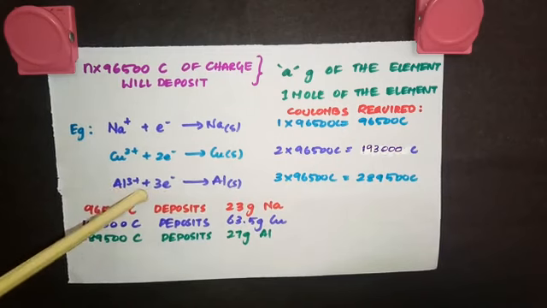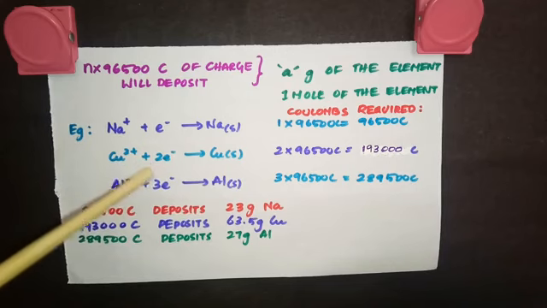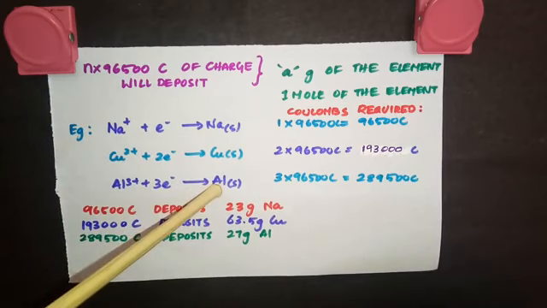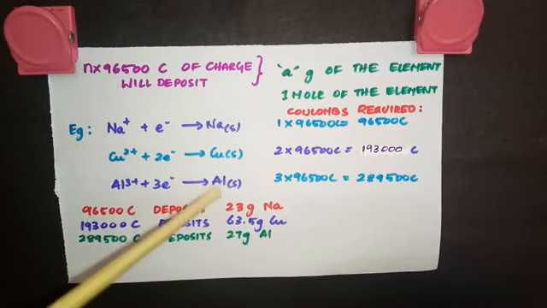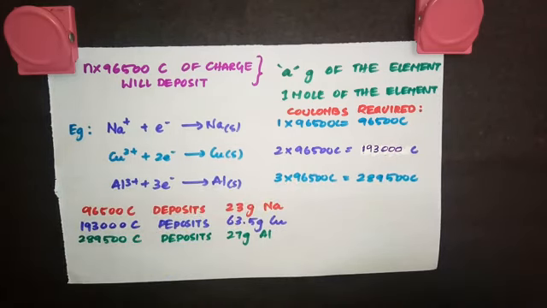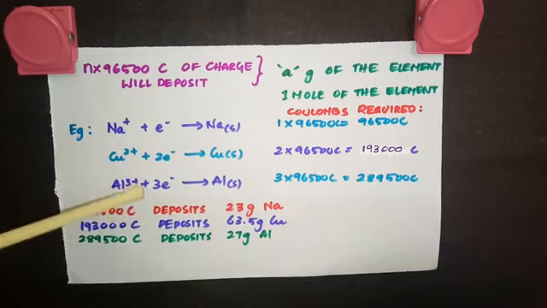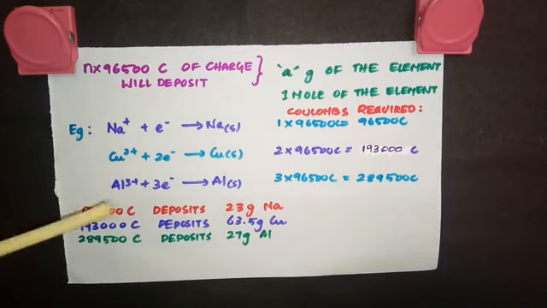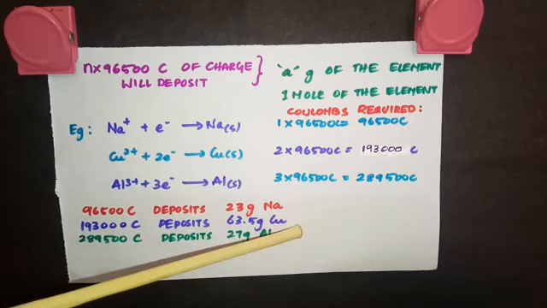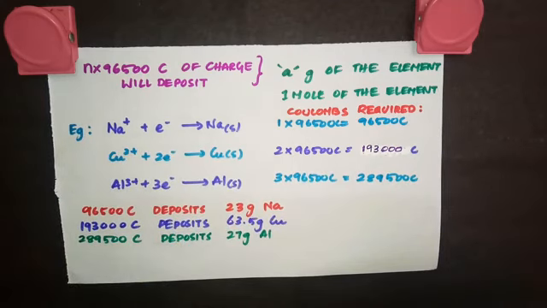Same way, Al3 plus plus 3 electrons will deposit Al, which means this Al3 plus is undergoing reduction and deposited as aluminium. So to deposit 1 mole of aluminium, or the atomic mass of aluminium, which is 27 gram of aluminium, you require 3 into 96,500 coulombs of charge. So it can be put in this way: 96,500 coulomb deposits 23 gram sodium. Same way, 2 into 96,500 coulomb deposits 63.5 gram copper. Same way, 3 into 96,500 coulomb will deposit 27 gram aluminium.